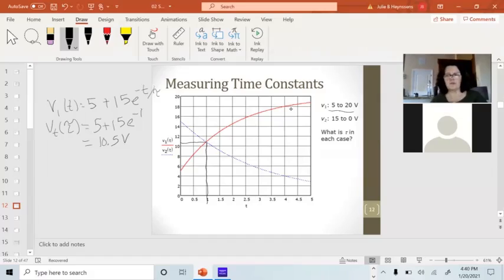And you can measure those with cursors in Multisim, and I believe you get to do that in lab 1.